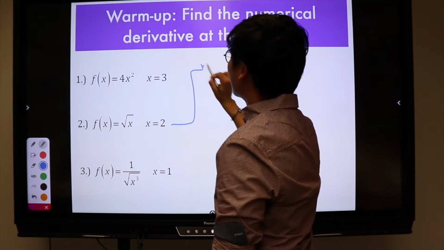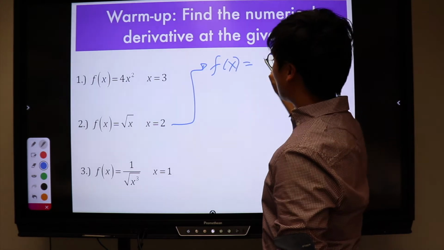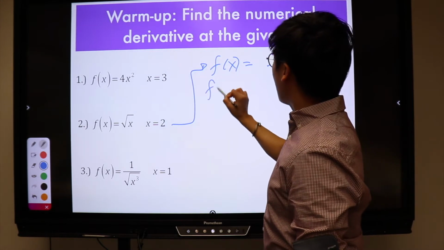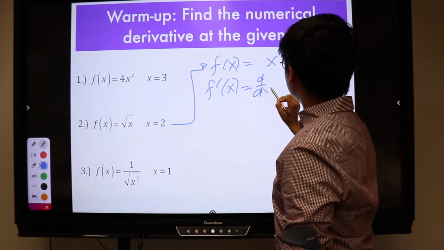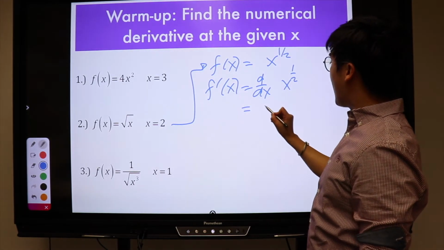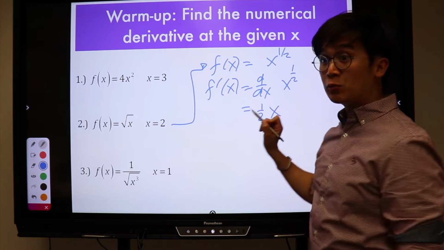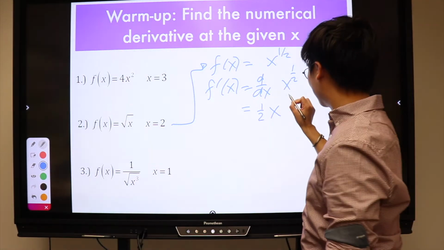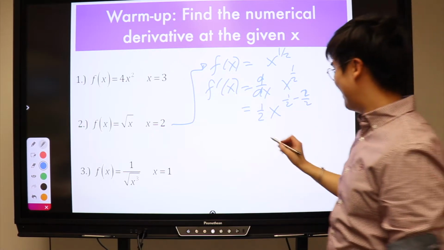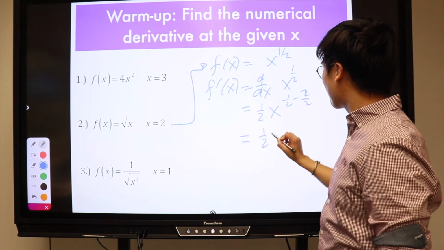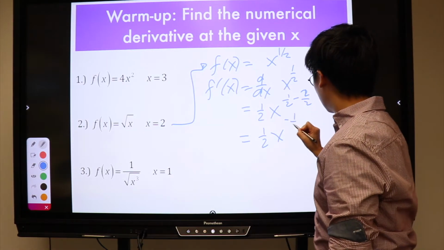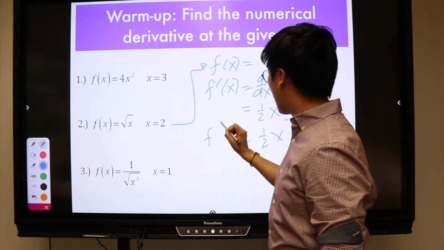Alright, so let's take the derivative of this function. f of x is equal to x to the 1/2, right? And to find f prime of x, we'll take the derivative of x to the 1/2. We bring down 1/2, and we subtract 1 from the exponent, right? So it's 1/2 minus 2 all over 2, and not the other way around. So we'll have 1/2 x to the, what's 1/2 minus 2 all over 2? Negative 1/2. So this is now your f prime of x.